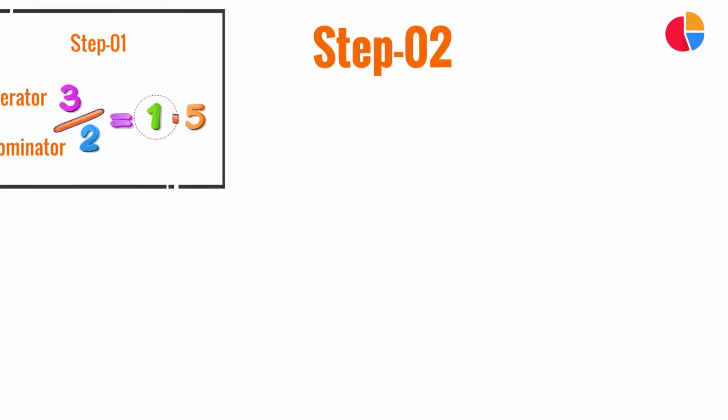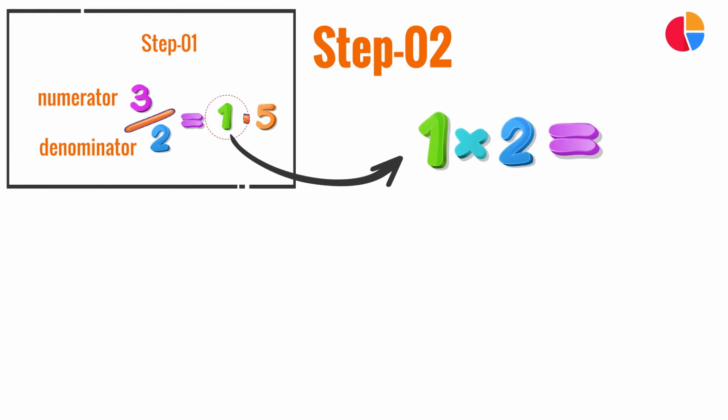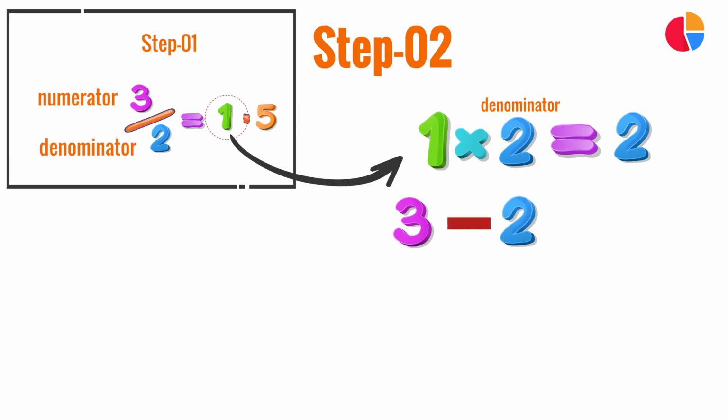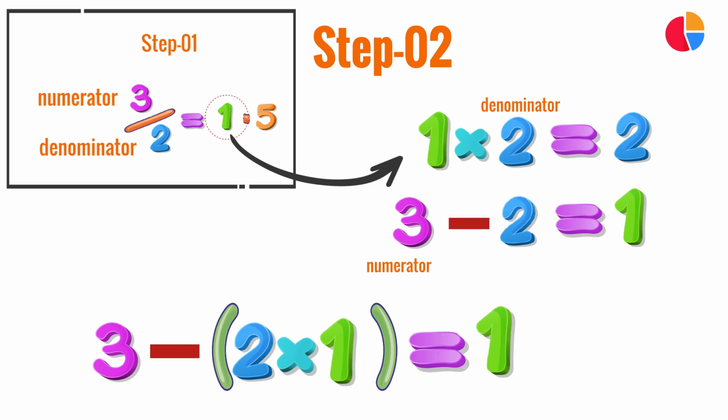Step 2. Using the whole number from step 1, multiply it by the denominator. We then take that result, and subtract it from the original numerator. 3 minus 2 times 1 equals 1.